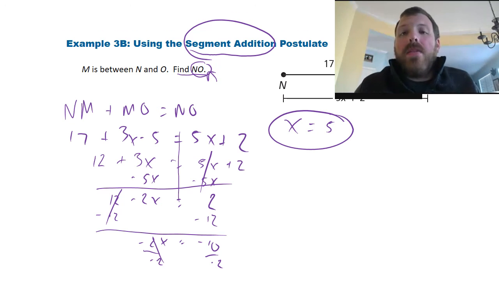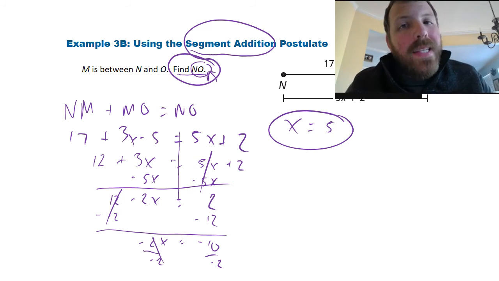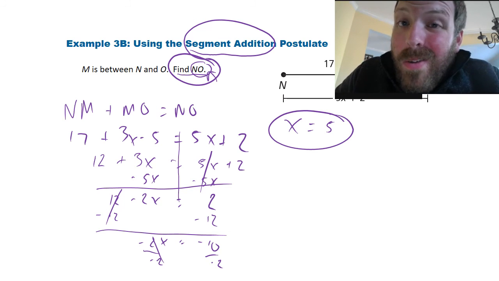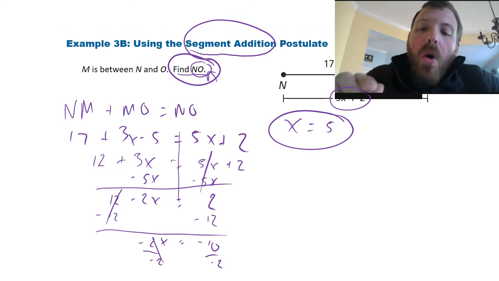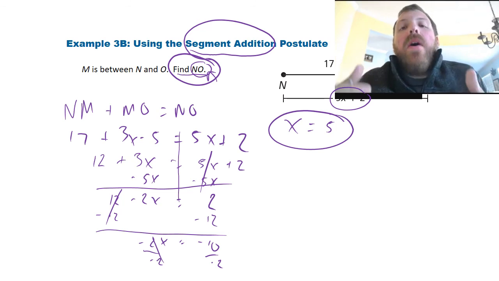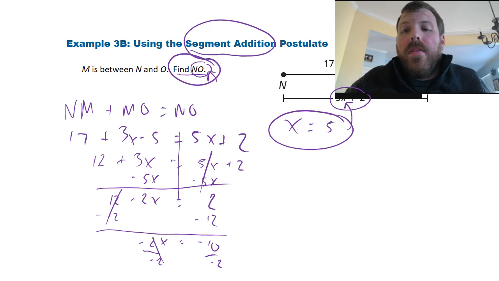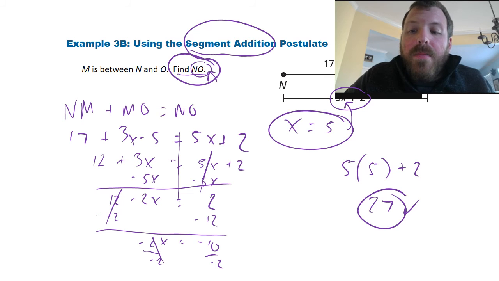All right, but that's not my answer, because if you look clearly, this says find NO, which means find the distance from N to O. And many of you would have just said, well, it's 5x plus 2. But we know what x is. It really just wants a numerical value. So since I know what x is, I can plug it in where x is. So I can make it 5 times 5 plus 2. And so 25 plus 2 is 27, and that is my answer.